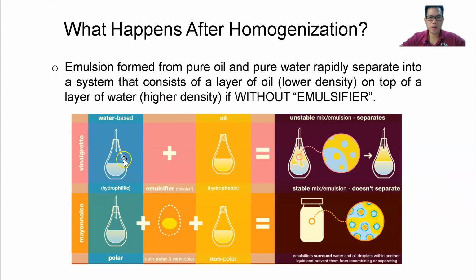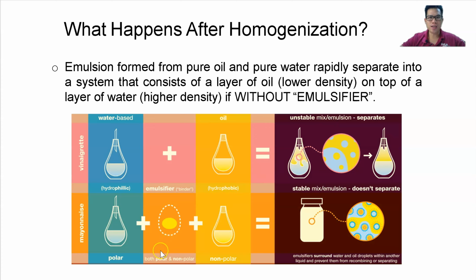So you can see from here, that's why vinaigrette is an emulsion without the emulsifier. You can form the emulsion, but very quickly it separates back into the oil layer and the water layer. So you will need something called an emulsifier. I'm going to talk to you later about what an emulsifier is.